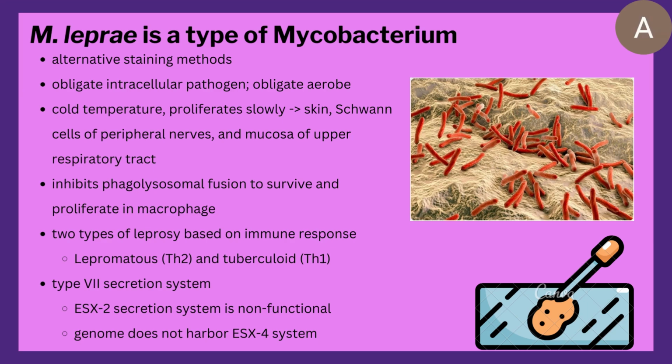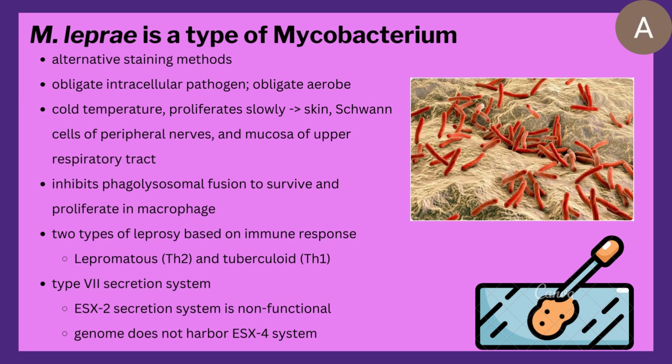It is an obligate intracellular pathogen, and it is an obligate aerobe, meaning it can only survive inside the cell, and it can only survive where oxygen is present. It survives best in cold temperatures, and it proliferates slowly. So it is most often observed in the skin, Schwann cells of the peripheral nerves, and the mucosa of the upper respiratory tract.